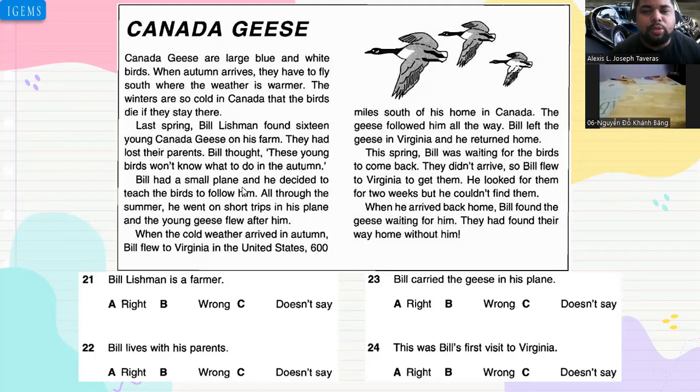Okay, so here are the answers. As you read and analyze, Ben, I cannot see you. Let's see. Number one, Bill Lishman is a farmer. Right, wrong, or doesn't say it? Bill Lishman is a farmer. What is going to be the right answer? Right, wrong, or doesn't say it?